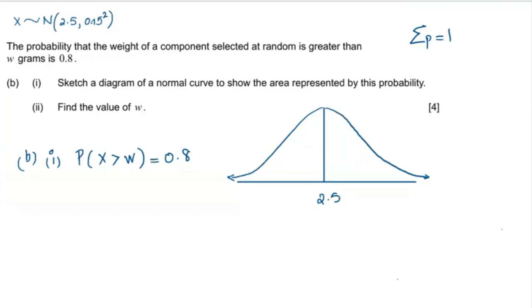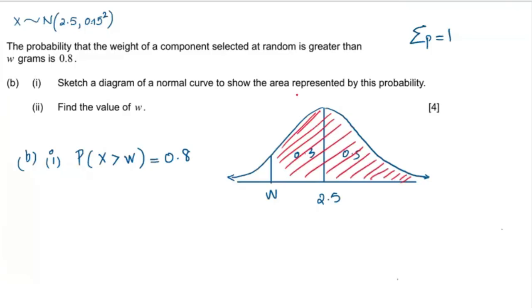Observe this carefully. Okay, so I know that W is going to be here somewhere. Reason being that this is 0.5 and this is 0.3 because this is 0.8. So you can show this in your solution that this is the region. And how much area is represented over here? It's 0.8. Let's take a look at how we can find W using inverse normal.